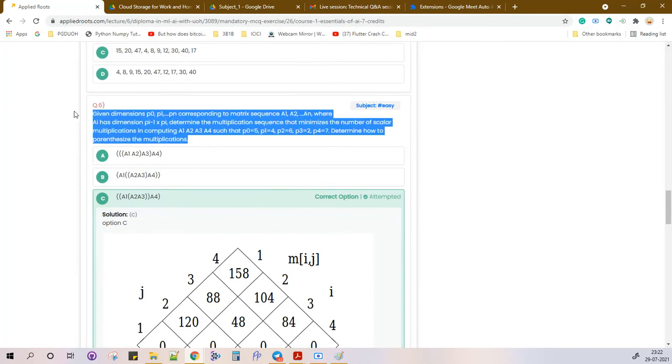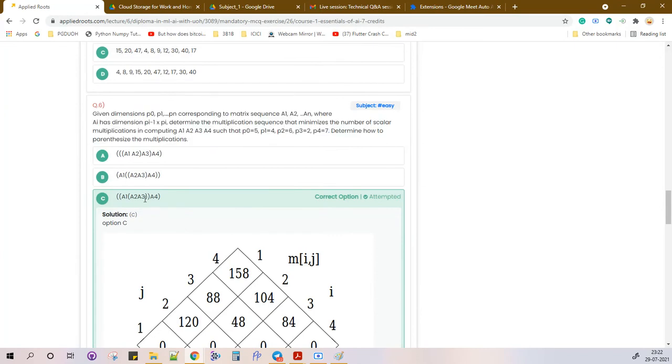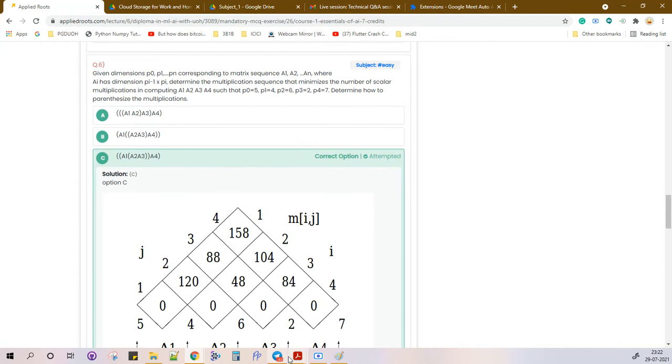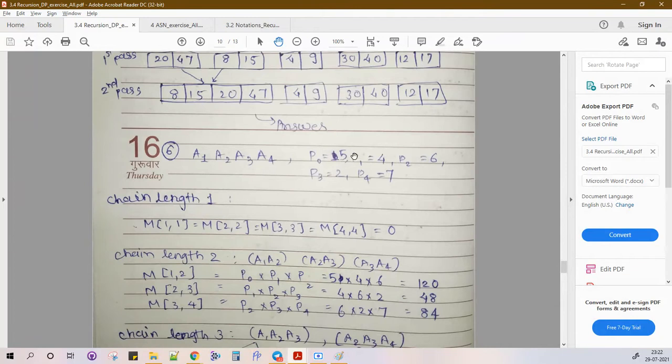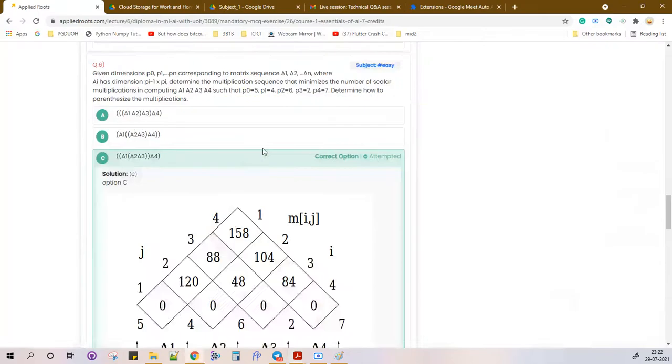The repetition of Matrix Chain Multiplication, and again, the answer is similar. Is it an exact repetition, or do we have different values of p0, p1, p2, p3, p4? What they've given is the dimensions p0, p1, ..., pn corresponding to matrix sequence A1, A2, ..., An, where Ai has the dimension p(i-1) cross pi. That is, if I say A3, what is the dimension? P2 cross P3, right? So p(i-1) cross pi.